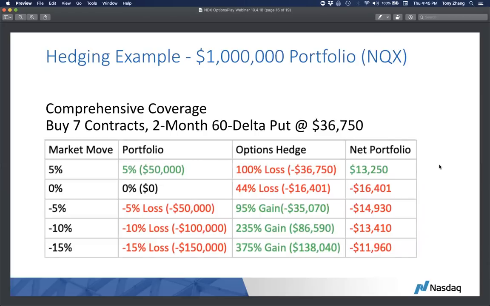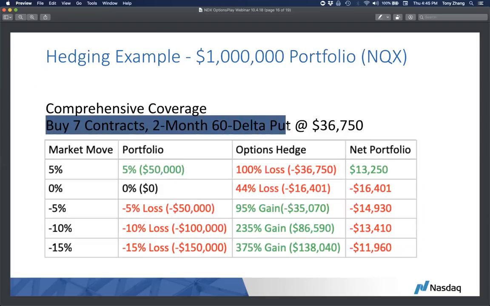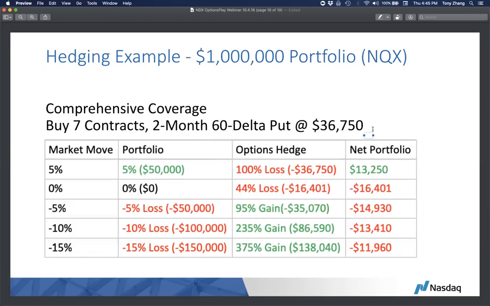Next, what I want to do is compare that with comprehensive coverage, so a more expensive put option. This is what we're talking about: the same 7 contracts, but instead of buying an out-of-the-money put, we're going to buy an in-the-money put, a 60 delta put. This now costs me $36,000 instead of $17,000, so more than double what it would cost to buy catastrophic insurance. But as you can see, that looks quite different.